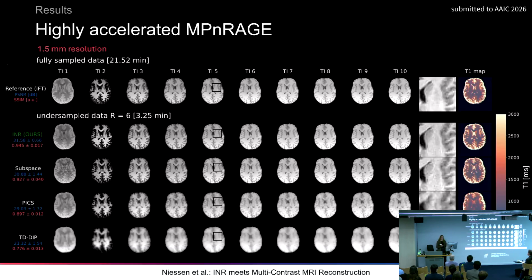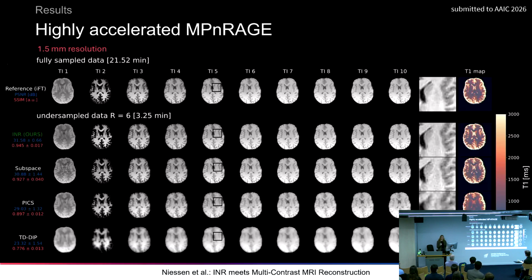The first method we compared it to, so now we look at different comparison methods, is subspace reconstruction, which is a conventional reconstruction method, so no deep learning, but it also reconstructs all images jointly, and so also takes advantage of the complementary undersampled data.